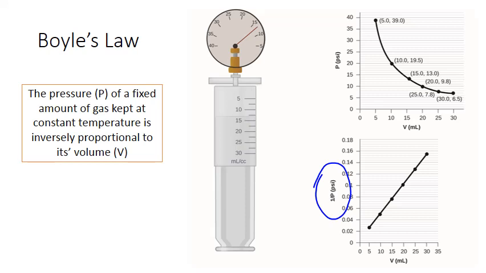And then we would get a straight line that we could write an equation of that line. And it would look like this. The inverse of pressure, 1 over P, equals the constant K, which represents the slope of the line, times volume.